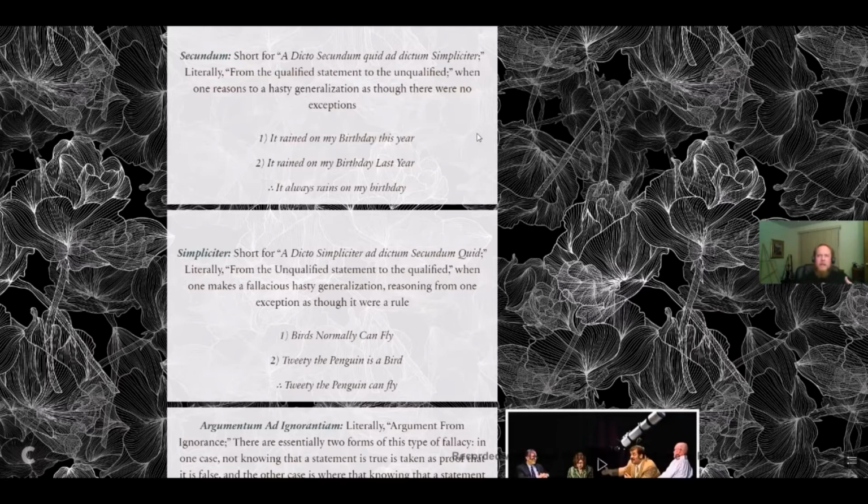Simpliciter, this one's rarer, but occasionally happens. I just want to bring it up. It's kind of the inverse of that. So simpliciter is short for dicto simpliciter ad dictum secundum quid. What happens here is basically one takes a general rule of which there's an exception and then tries to stuff the exception into the rule.